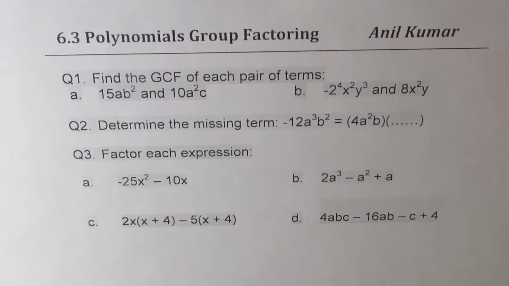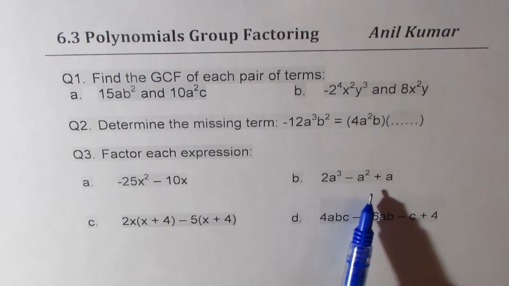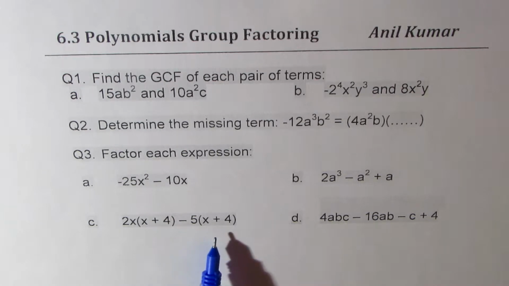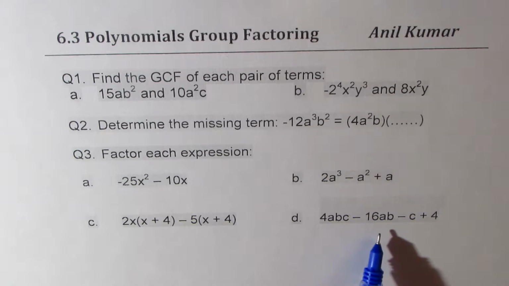Question number 3. Factor each expression. A: minus 25x square minus 10x. B: 2a cube minus a square plus a. C is 2x times x plus 4 minus 5 times x plus 4. D is 4abc minus 16ab minus c plus 4.